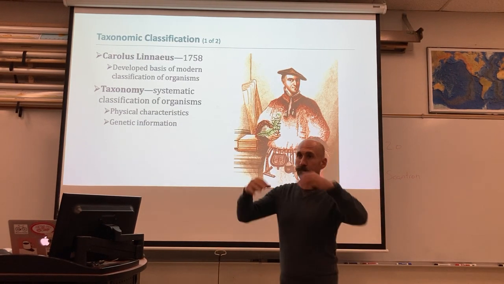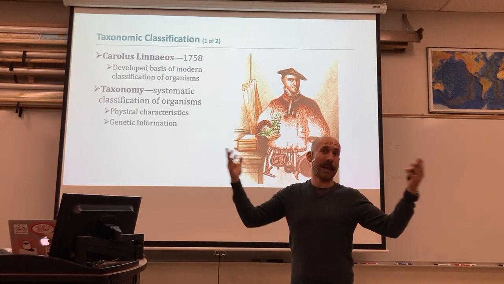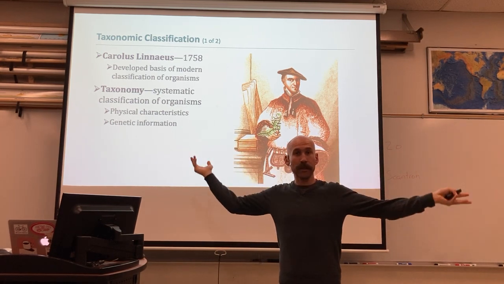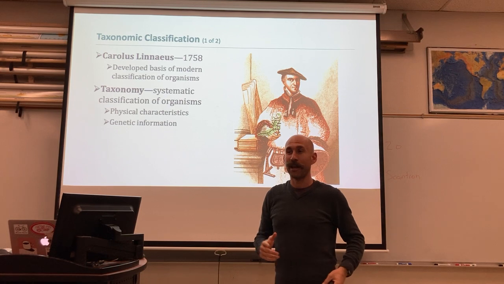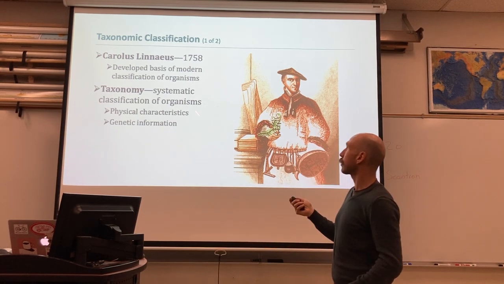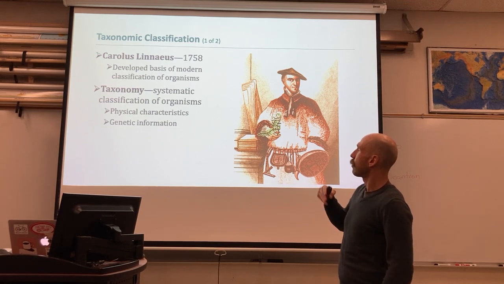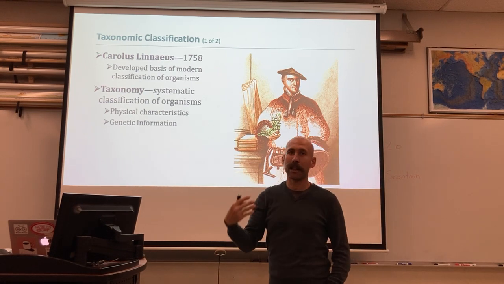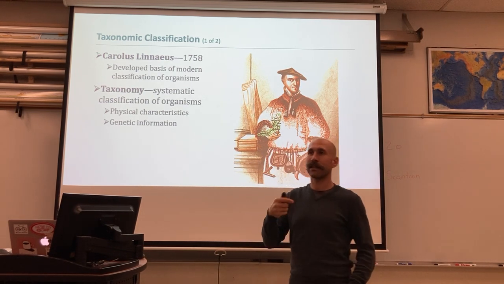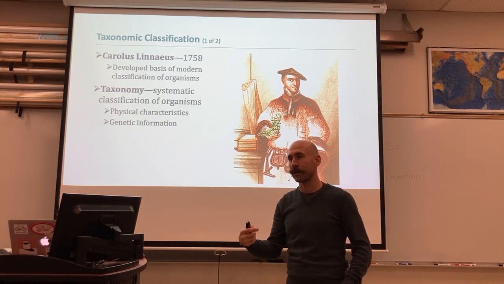Okay, so we've got these kingdoms. We've got life on Earth, and there's a lot of life on Earth. How do we describe it? Well, Carolus Linnaeus in 1758 developed the basis for how to classify organisms in his Systema Naturae. It was this pivotal work.